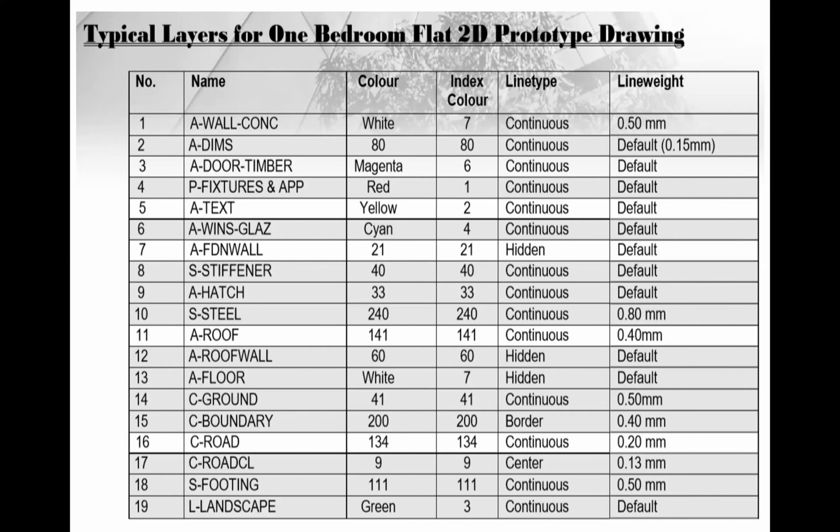Then we are also going to assign line types: some lines will be continuous lines, some lines will be hidden. Number 7 will be a hidden line.